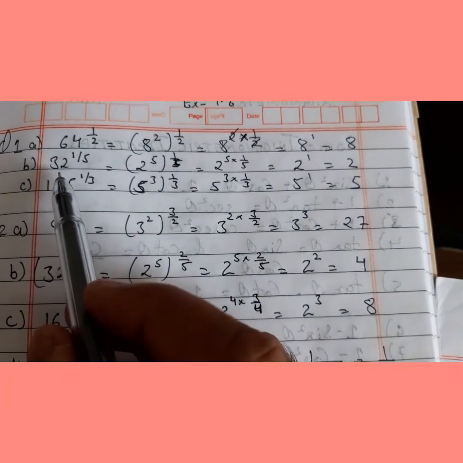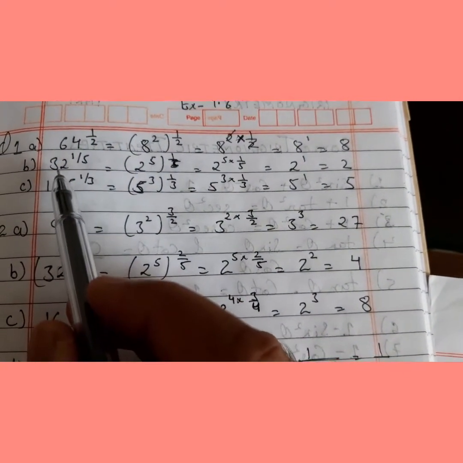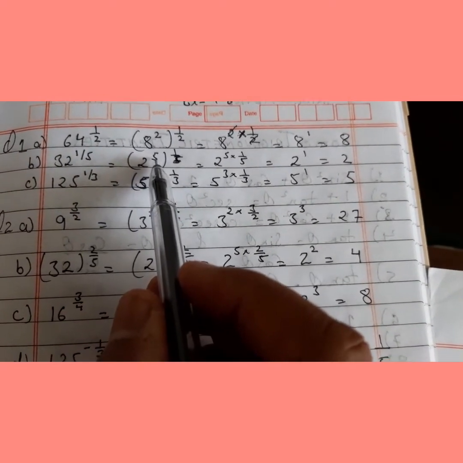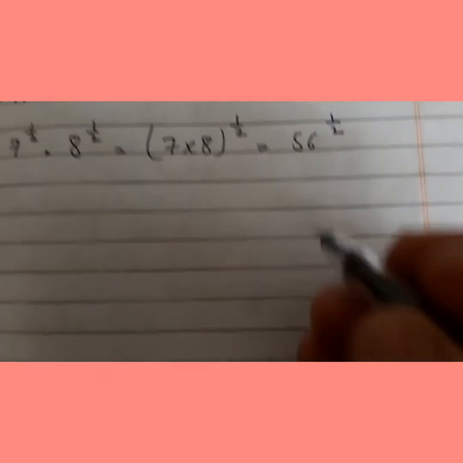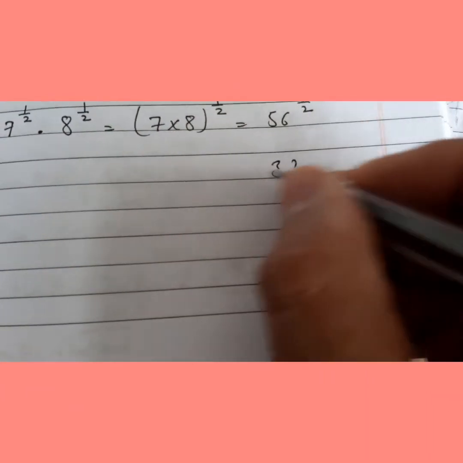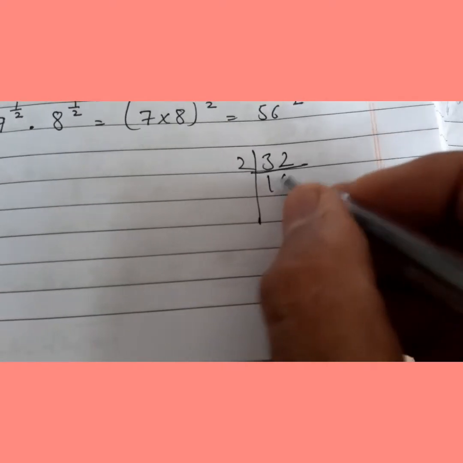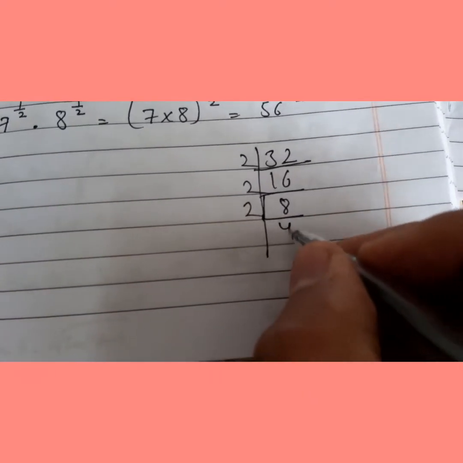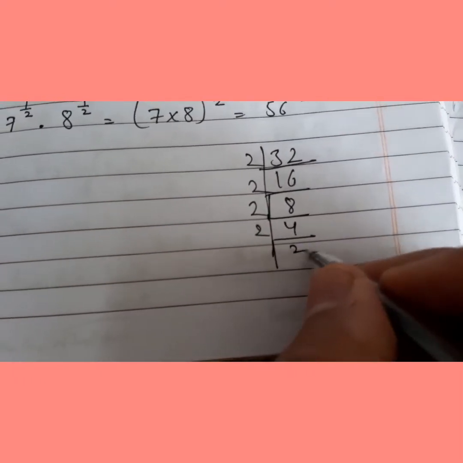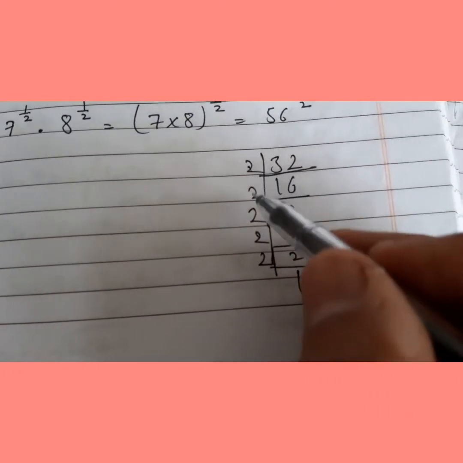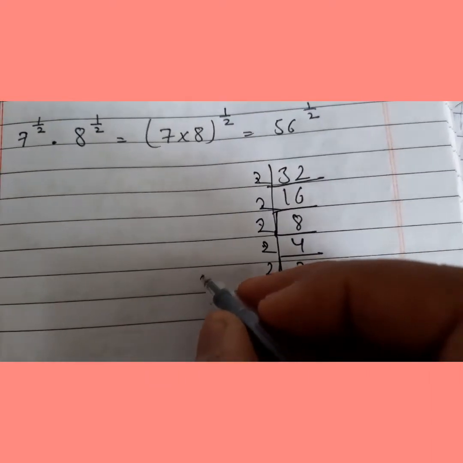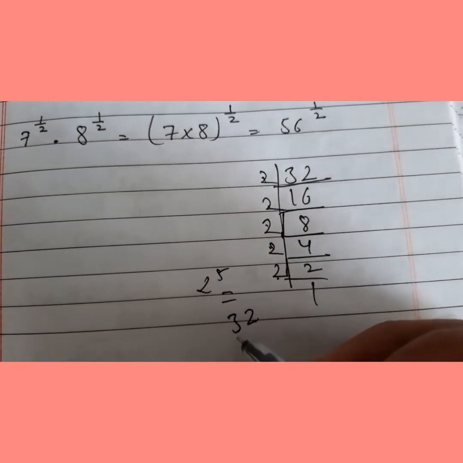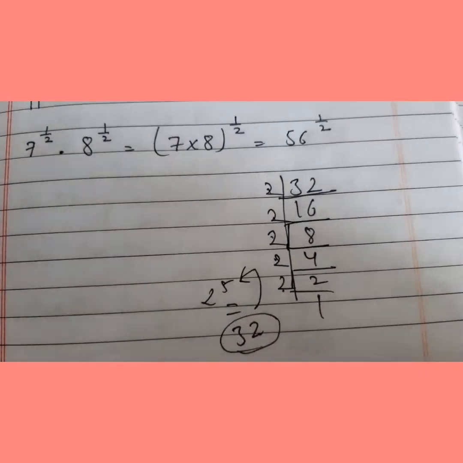Similarly, we have to solve the second one, 32 raised to power 1 upon 5. We all know if we factorize 32, it will become 2 raised to power 5. Right? So how can we factorize 32? We can factorize 32 like this. 2, it will come 16, again 2, it will come 8, then again 2, it will come 4, again 2, it will come 2, and again 2, it will come 1. It means 1, 2, 3, 4, 5. So we can say 2 raised to power 5 equals 32. So in place of 32, we can write 2 raised to power 5.